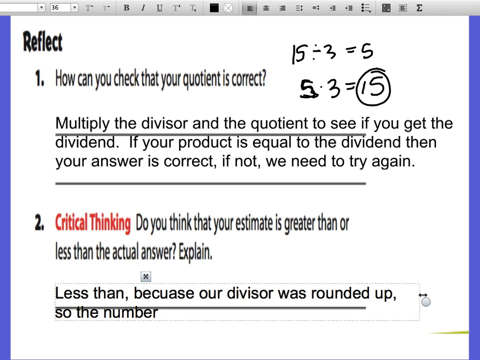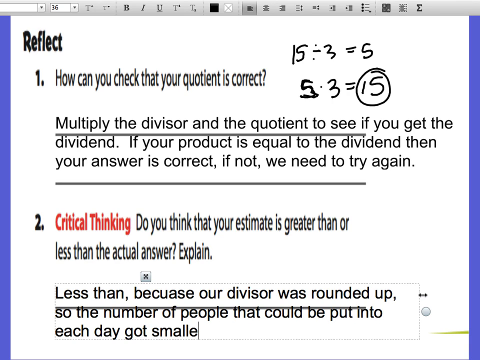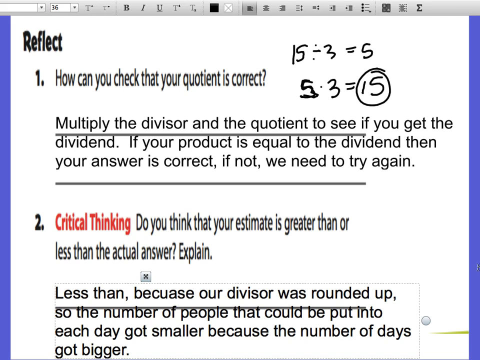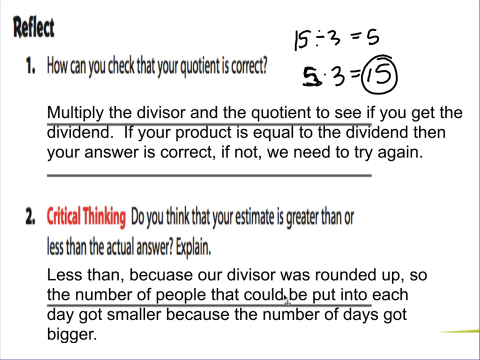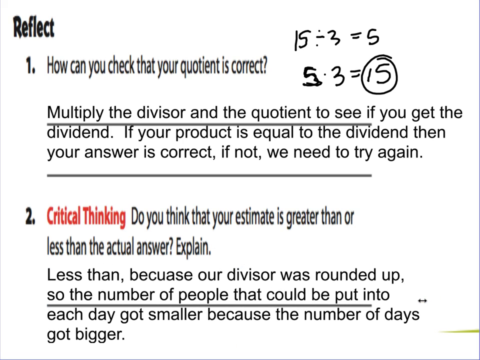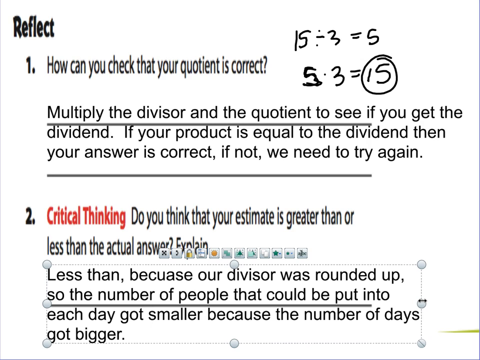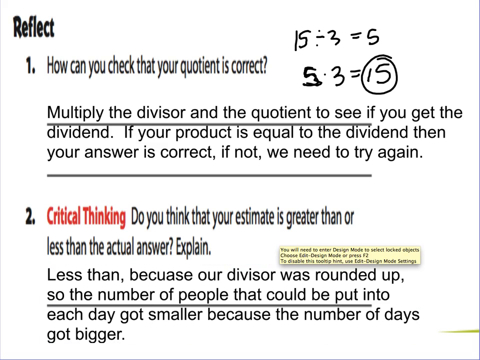So the number of people that could be put into each day got smaller because the number of days got bigger. So basically what you're saying is if your number of groups gets bigger, then the amount that can go in each group is going to get smaller. Think about it. If you have 10 people and you put 10 people into 2 groups, that group can have 5 people. But if you have 10 people and you put them into 5 groups, those groups can only have 2 people. So the larger the number of groups, the smaller the number of people or things in the group.